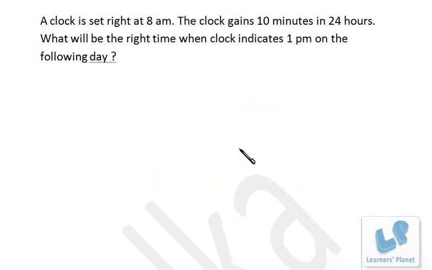Now friends, let's see this problem. A clock is set right at 8 a.m. The clock gains 10 minutes in 24 hours. What will be the right time when this clock indicates 1 p.m. on the following day? Very simple problem, friends.